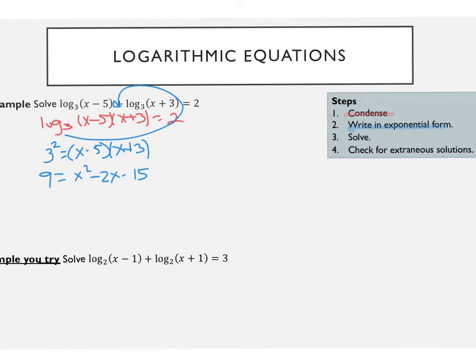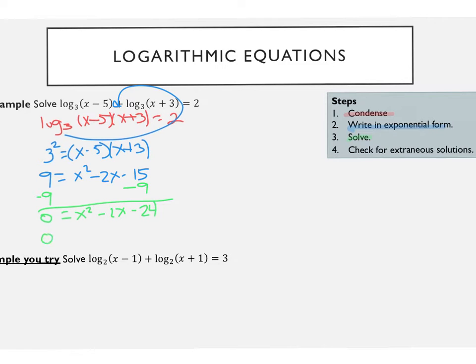Now, our next step is just to solve, which this is a quadratic equation because the degree of the equation is 2, meaning the largest exponent is a 2. So we have to make it equal to 0, so we'll subtract 9 on both sides. 0 will equal x squared minus 2x minus 24.